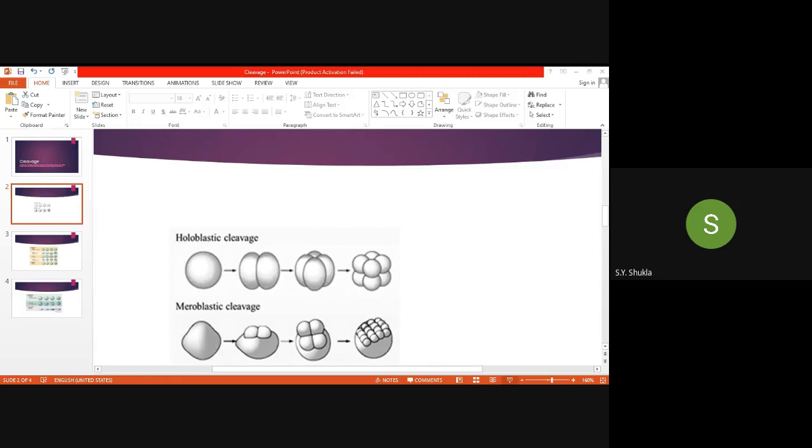Okay, all of you can see this slide. Yes, Neha. Yes. Okay. This is a holoblastic cleavage, and this is a meroblastic cleavage.